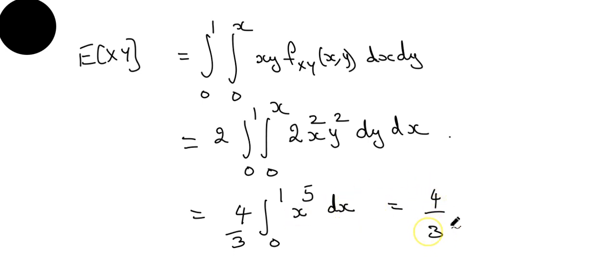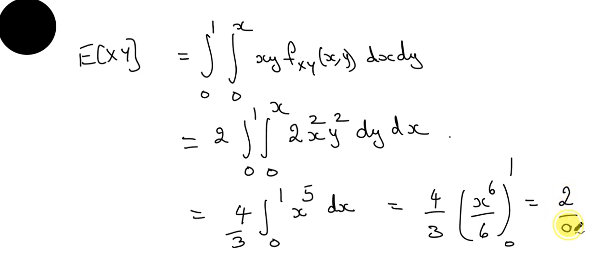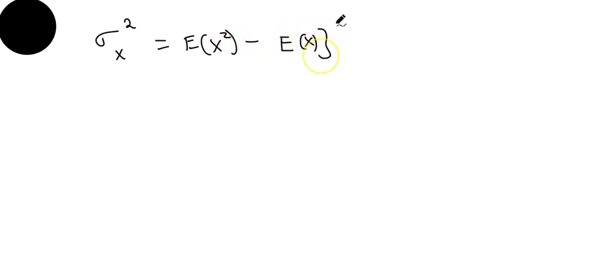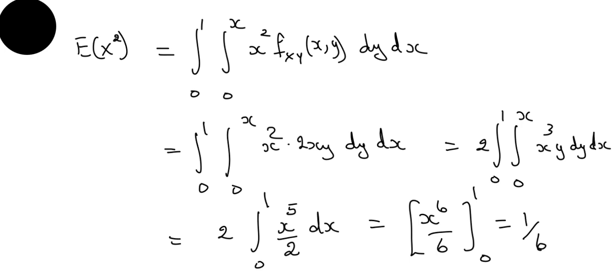So this is 4 by 3, x power 6 by 6 between 0 to 1. So this will give me 4 divided by 3 into 6, or 4 by 18, which gives me the answer as 2 by 9. Okay, once I get this value, let me proceed to find my variance. So sigma x squared is going to be nothing but my E of x squared minus E of x the whole square. Look into your previous slides.